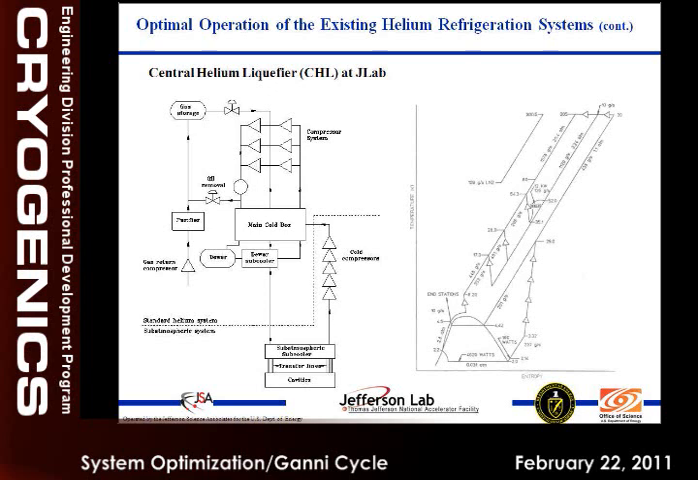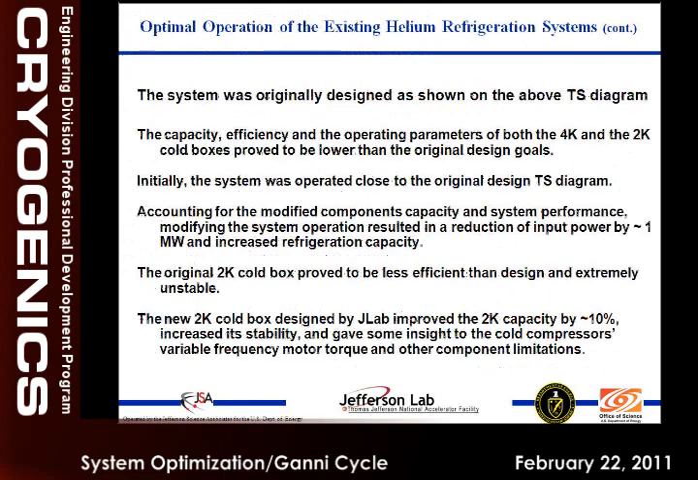And CHR was running at 20.2 atmosphere discharge, and when we brought it back down, now we run as low as 17, and we reduce the power input by almost a megawatt, 2 megawatts now. Then we also modified the 2K cold box, which improved the capacity by 10% by eliminating a lot of constraints within the cold box. We made the heat exchanger bigger, and we reduced the deep coupling between the cold compressors and made it very stable. There's a paper written on all of this. That improved the capacity by more than 500 watts of 2K, like 10%.